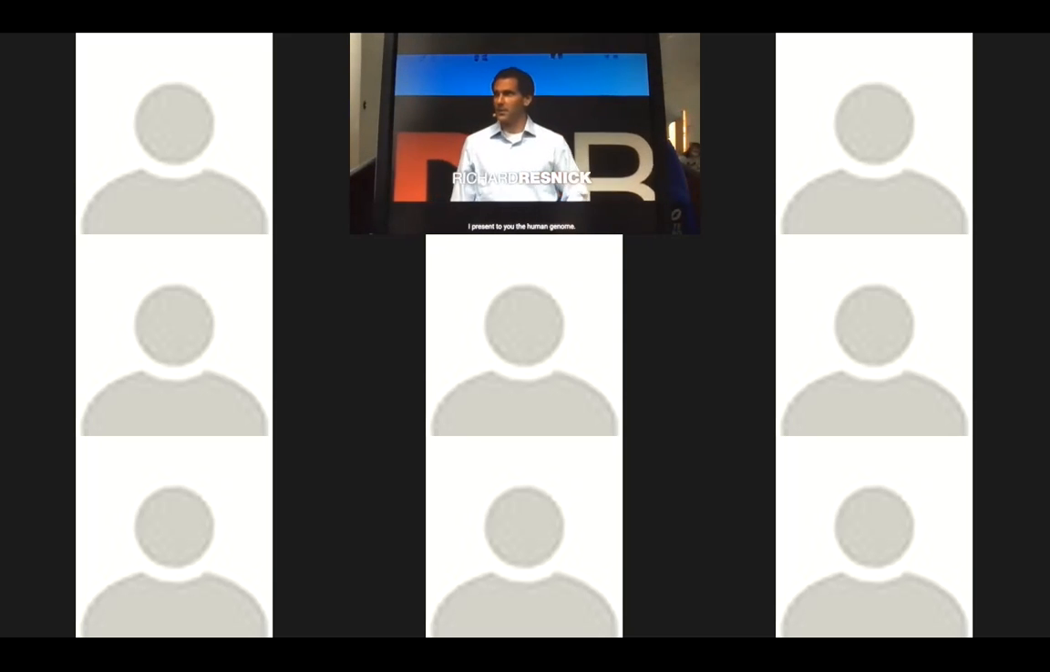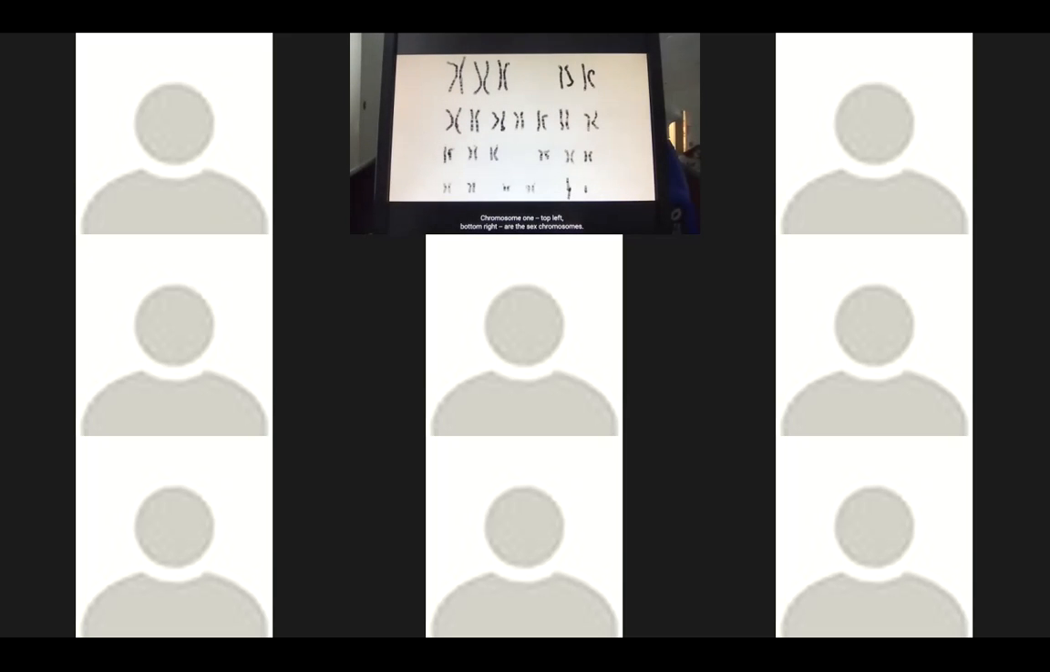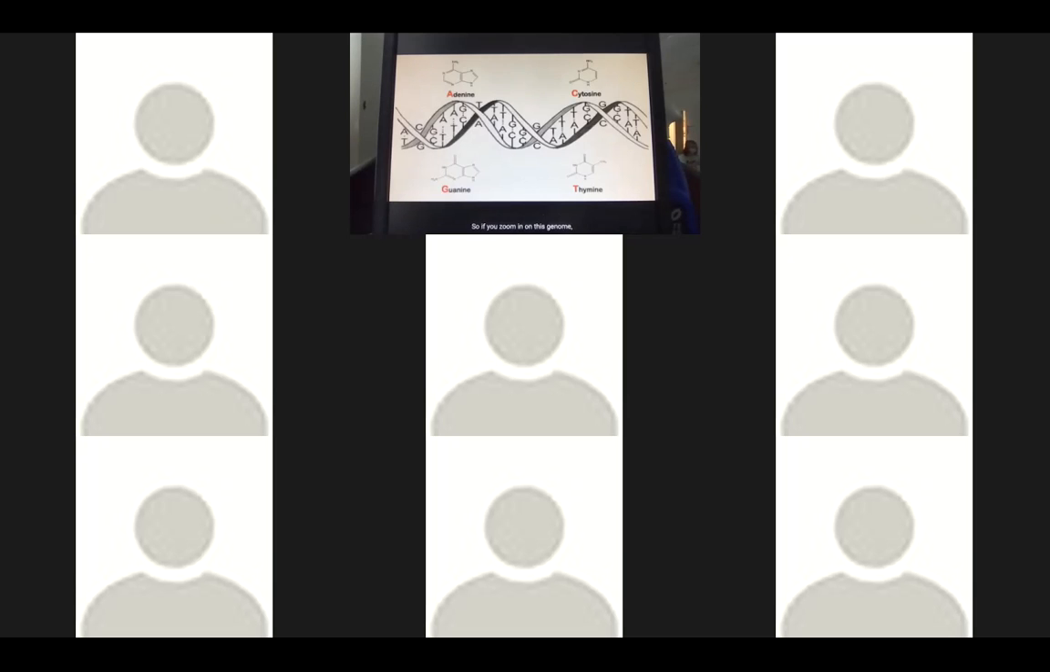Ladies and gentlemen, I present to you the human genome. Chromosome 1, top left, bottom right are the sex chromosomes. Women have 2 copies of that big X chromosome, men have the X and of course that small copy of the Y. Sorry boys, but it's just a tiny little thing that makes you different. So if you zoom in on this genome, what you see, of course, is this double helix structure, the code-like spelled out with these 4 biochemical letters, or we call them bases, right? A, C, G, and T.